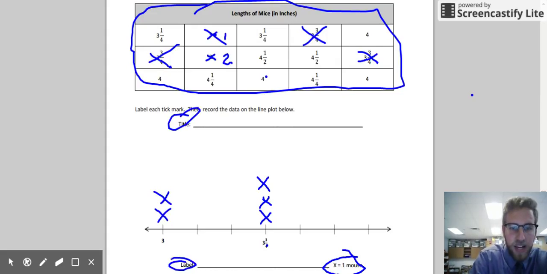Don't forget to put your title up here. Don't forget to label down here. Remember, when you're labeling, you're just saying what is it that each of these numbers down here mean. What are those?